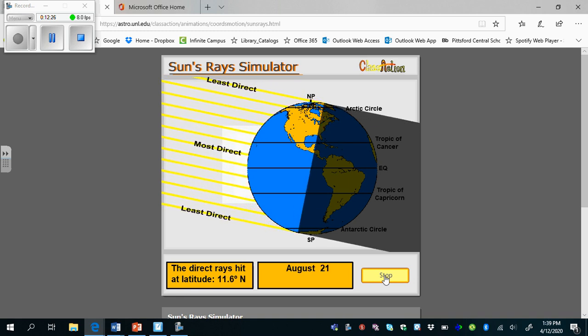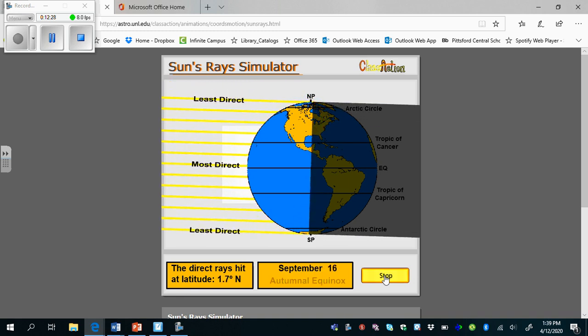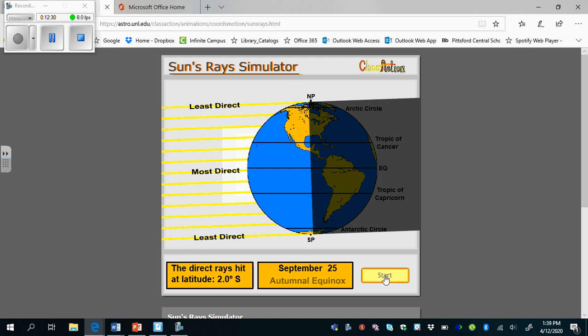So here we go. We're going to approach our next equinox, which is the autumnal one, which is right around September 22nd or 23rd. I just passed it by accident, but notice here the direct rays again are at the equator, and we have equal day, equal night. Neither the northern nor the southern hemisphere is tilted towards the sun.